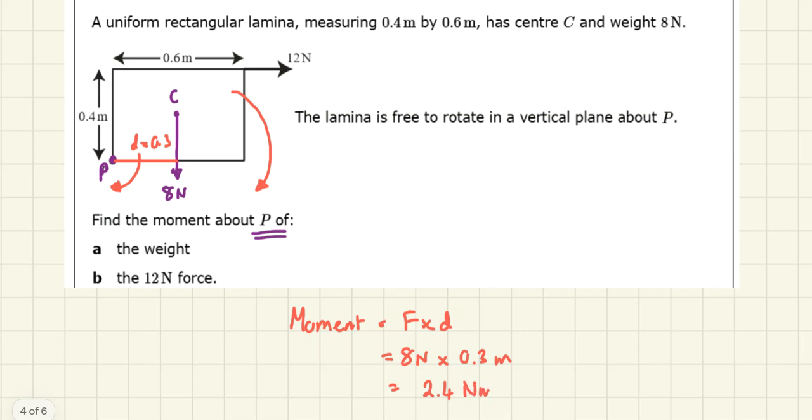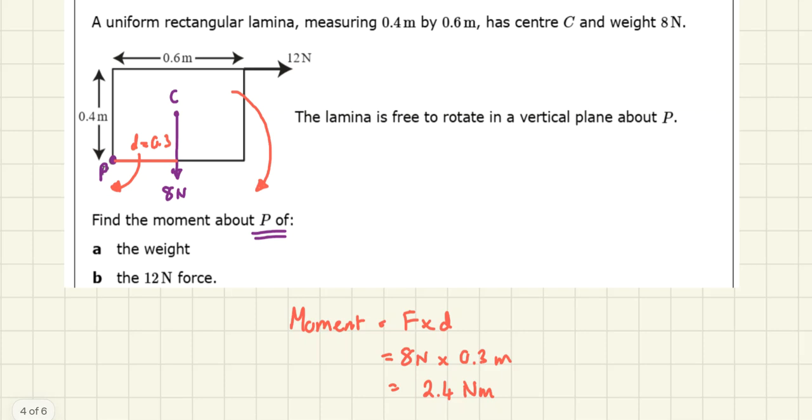2.4 Newton meters. Okay? So that's the fundamental, guys. Absolutely fundamental is look at the direction of the force that's acting, and you have to find the perpendicular distance.